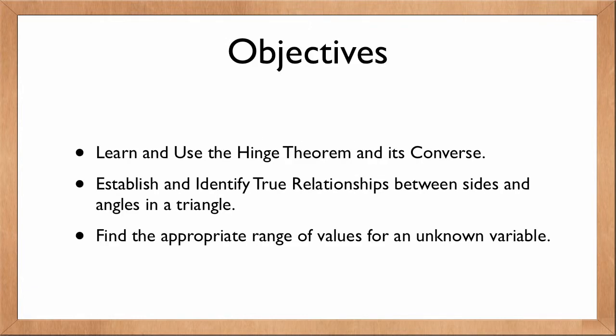Now, what are our objectives? We want to learn and use the Hinge theorem and its converse. We want to establish and identify true relationships between sides in a triangle and the angles in a triangle. And we want to find the appropriate range of values for an unknown variable.